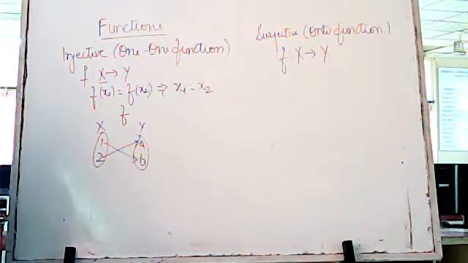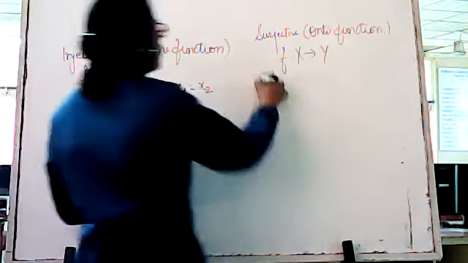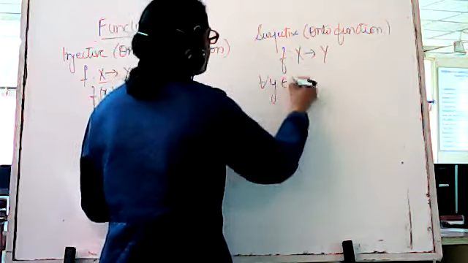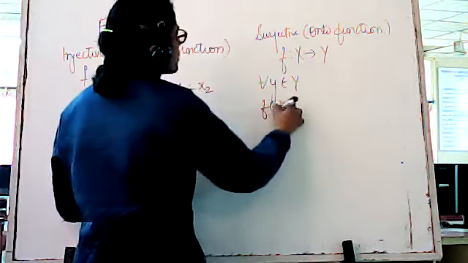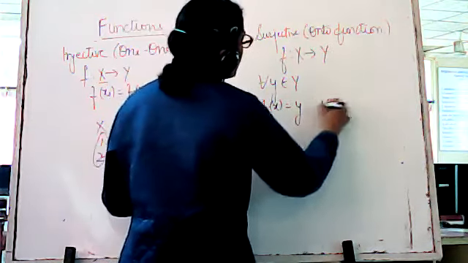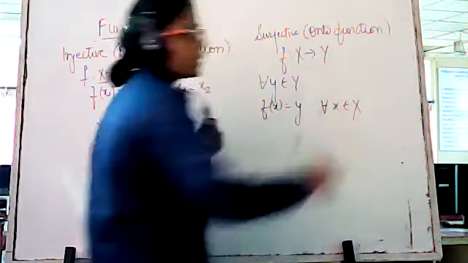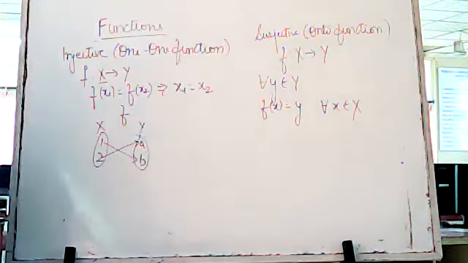That is, for every y belongs to Y, f of x is equal to y, where x belongs to X. That is, for every y belongs to Y, f of x is equal to y for every x belongs to X.